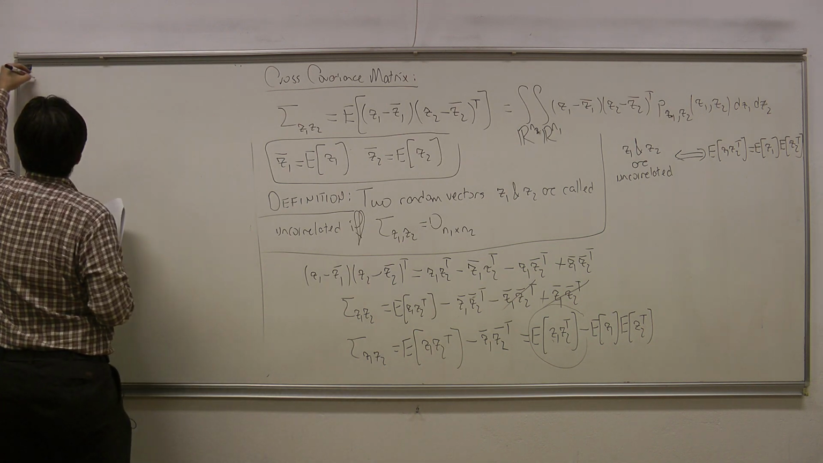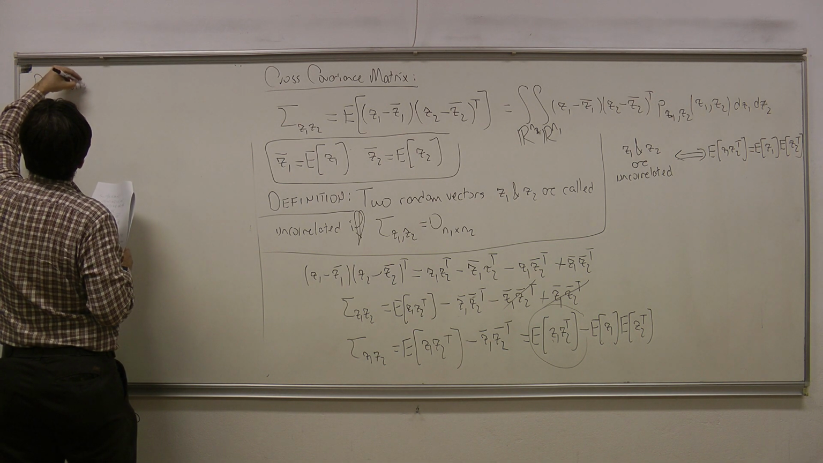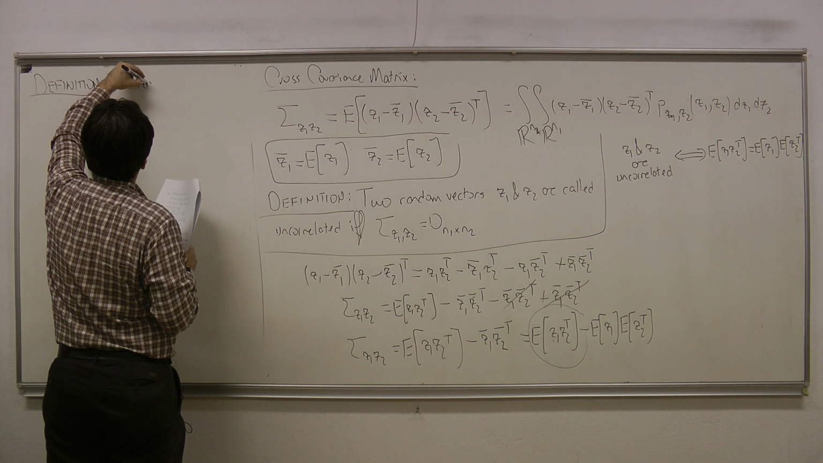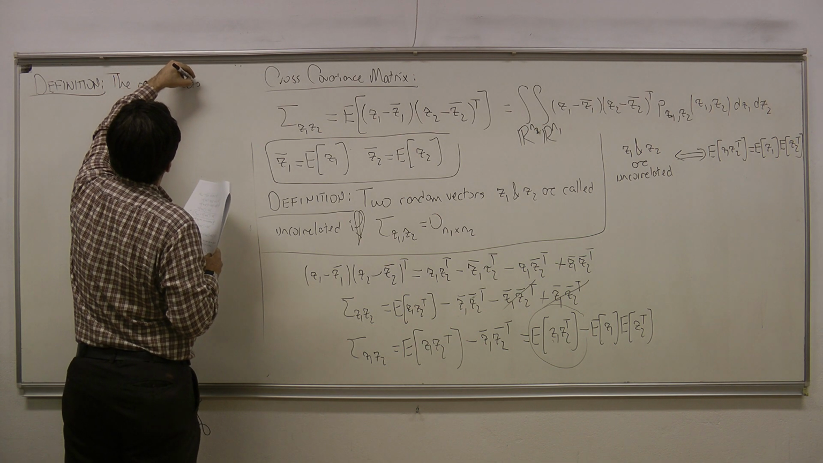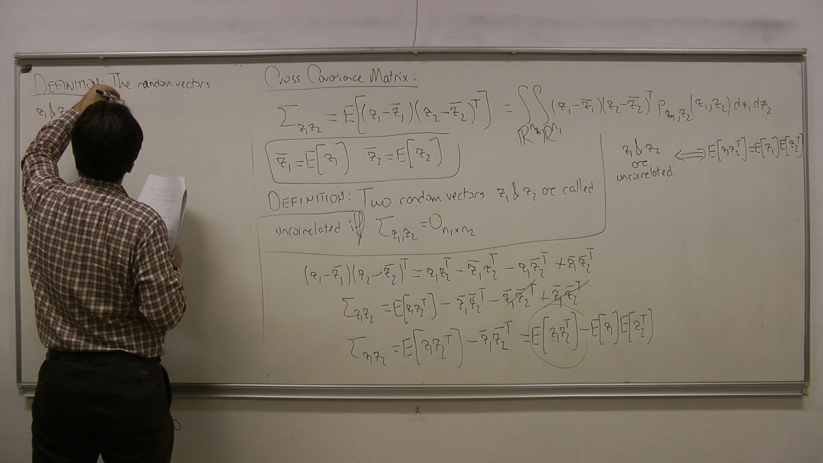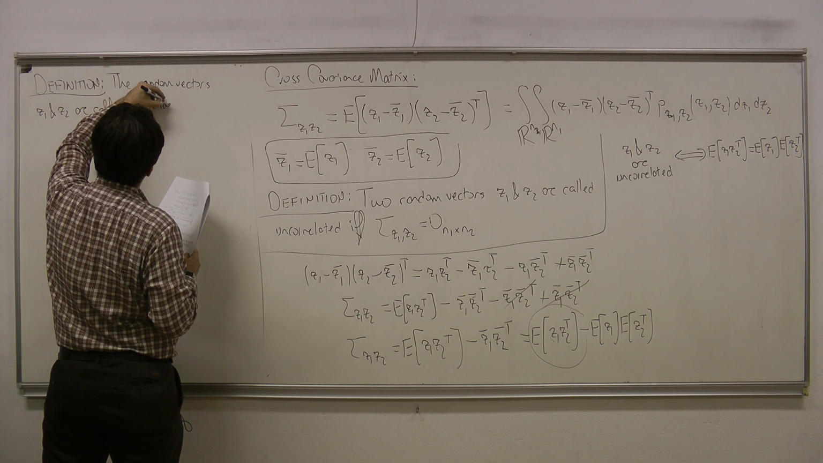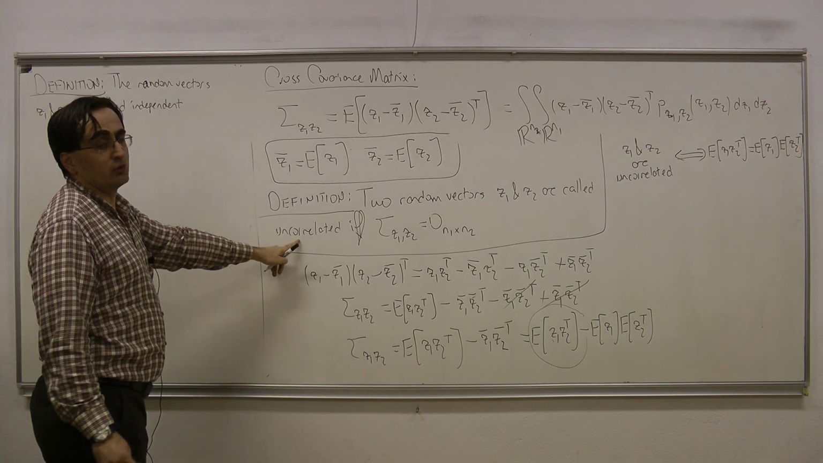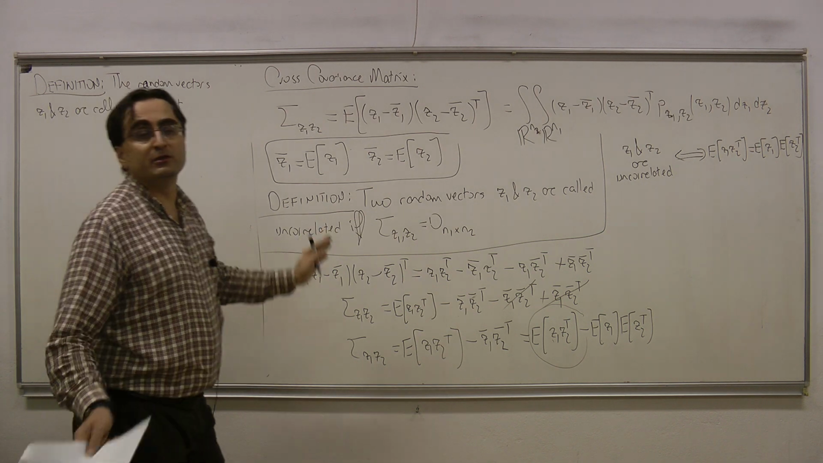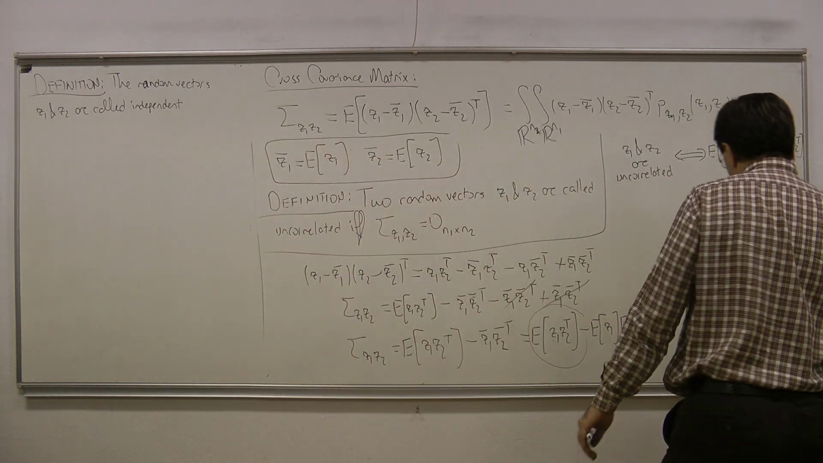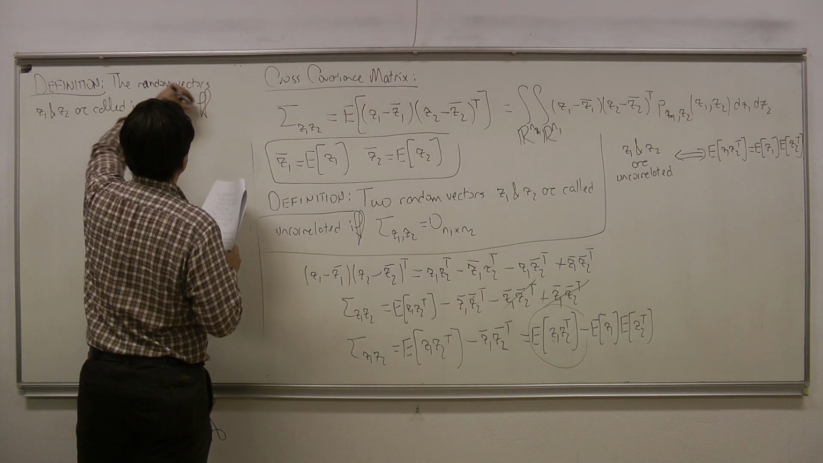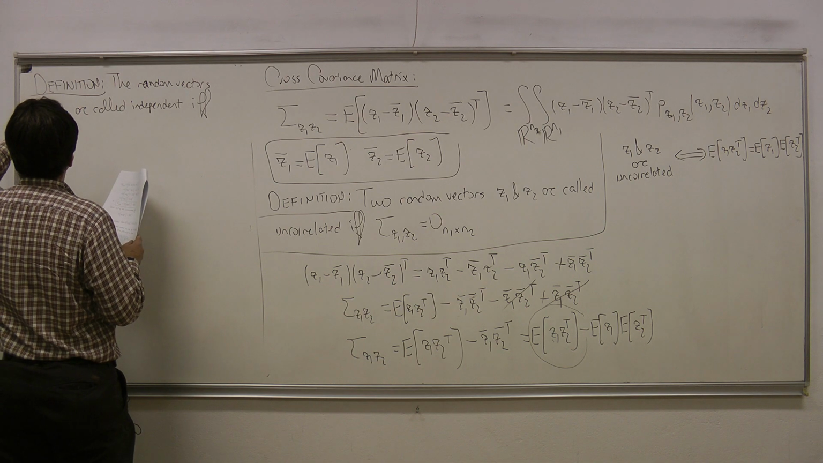Definition. The random vectors Z1 and Z2 are called independent. Uncorrelatedness means weak relationship. Independent means absolutely no relationship. Okay? So they are called independent if and only if any one of the following is true.